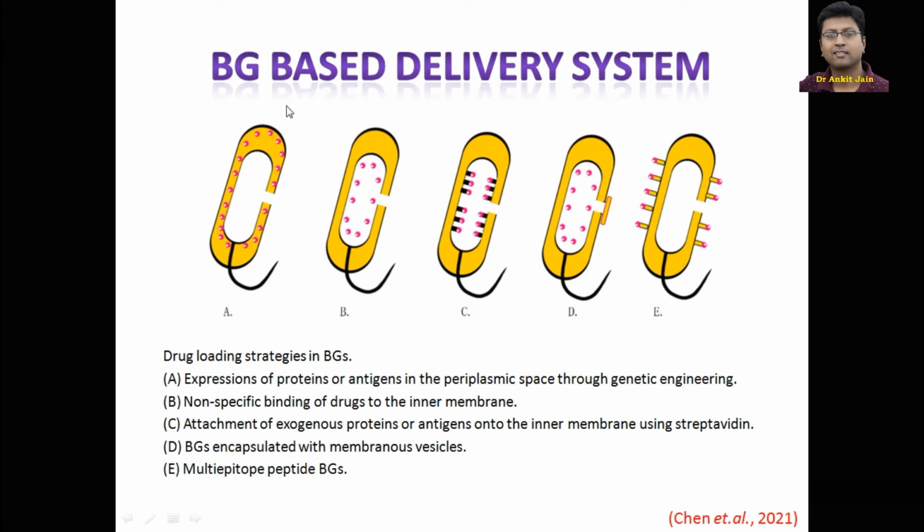So how is the vaccine delivered with the BG-based system? There are four mechanisms by which the BG-based system is used.